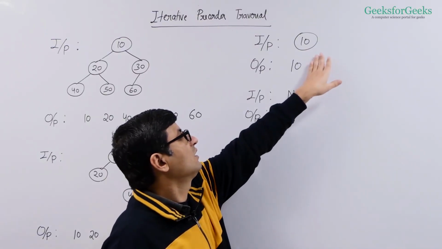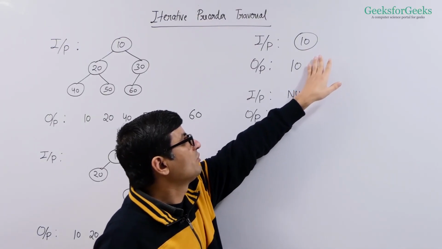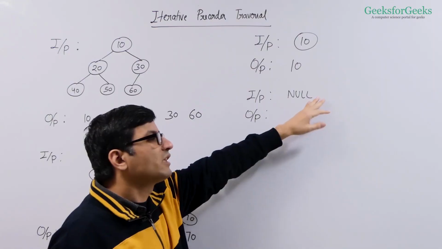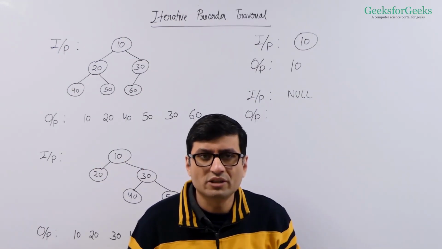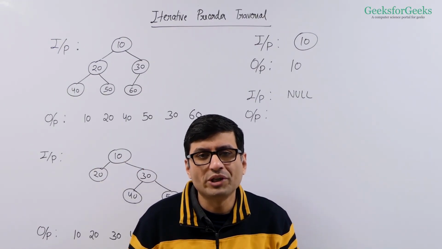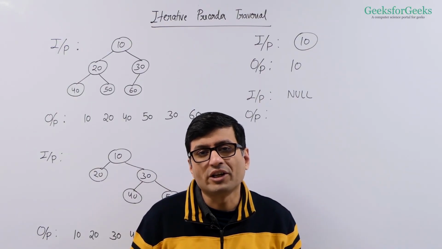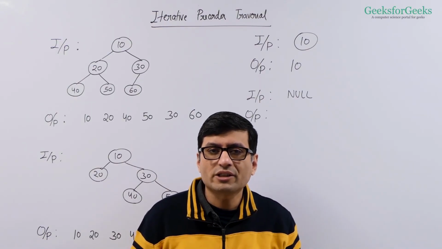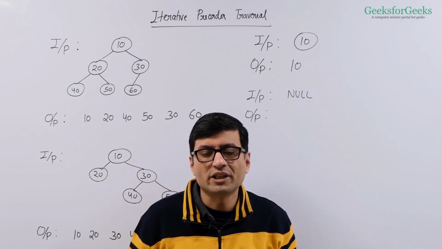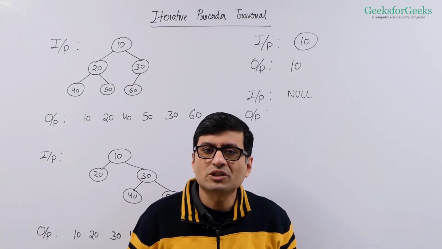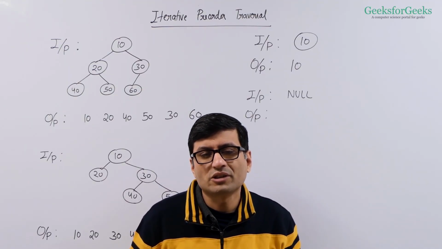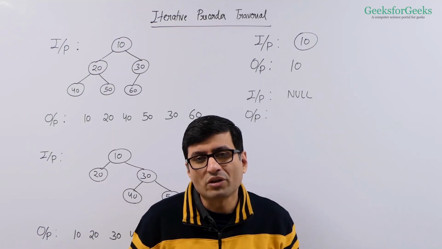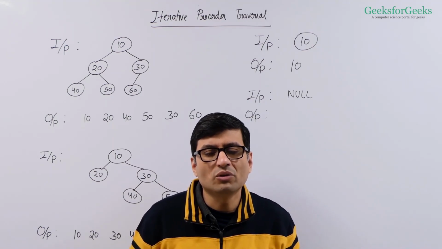If we are given a tree with a single node, we need to print this node. If we are given an empty tree, we need not print anything. Now please pause this video and try to think of an iterative solution that takes root of a binary tree as an argument. This function should not have any return type. It should simply print the pre-order traversal of binary tree using loop.